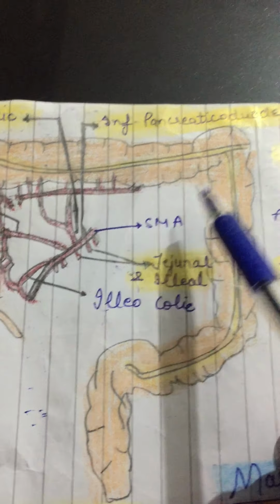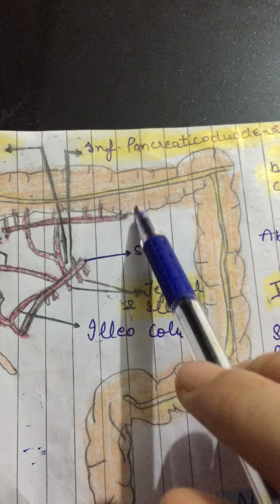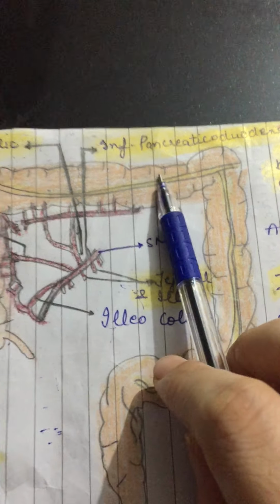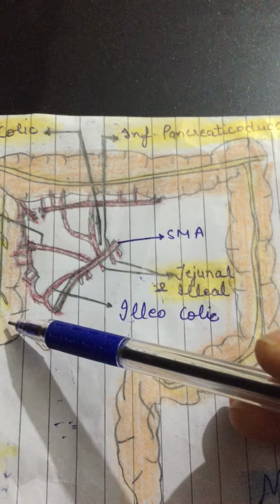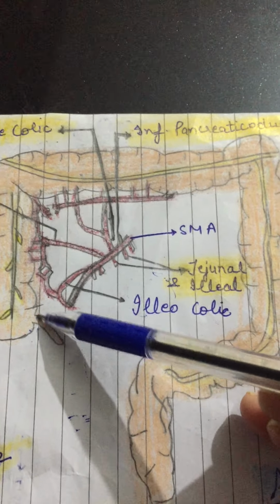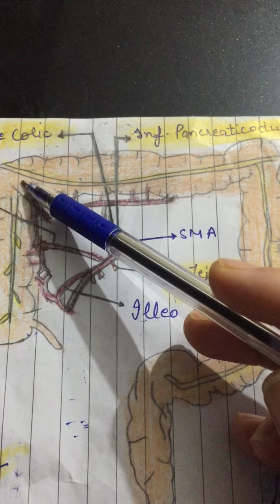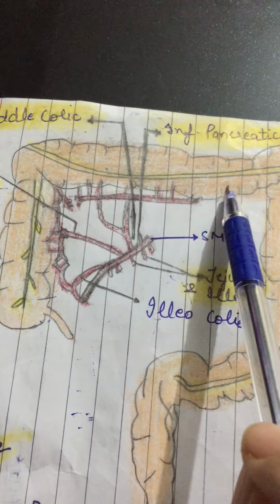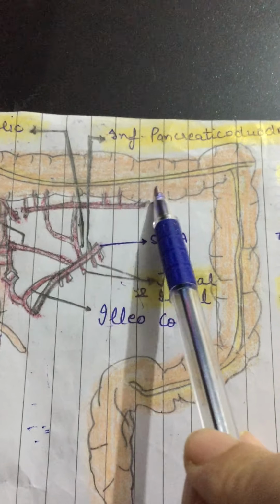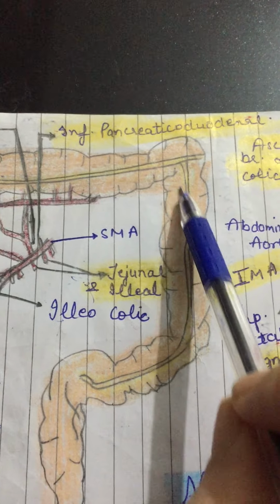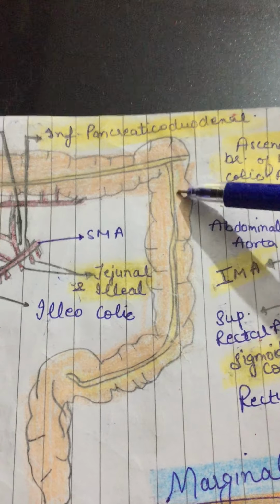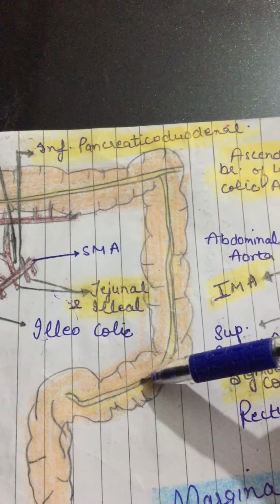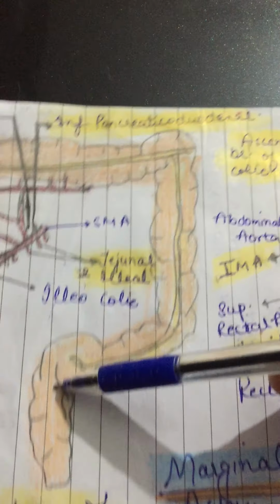So up to the right 2/3 of the transverse colon, it means the lower half of the duodenum, jejunum, ileum, then we have appendix, cecum, ascending colon, and right 2/3 of the transverse colon, right? Left 1/3 of the transverse colon, then we have descending colon, then we have sigmoid colon and rectal arteries.